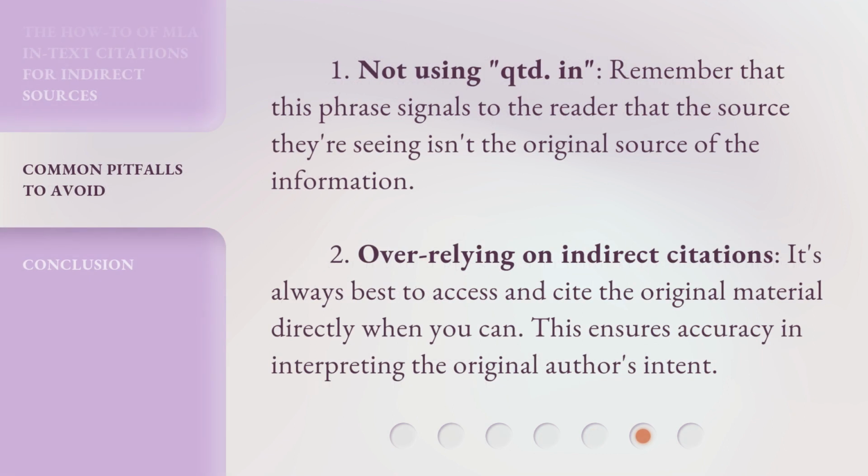1. Not using QTD. In, remember that this phrase signals to the reader that the source they're seeing isn't the original source of the information. 2. Over-relying on indirect citations. It's always best to access and cite the original material directly when you can. This ensures accuracy in interpreting the original author's intent.